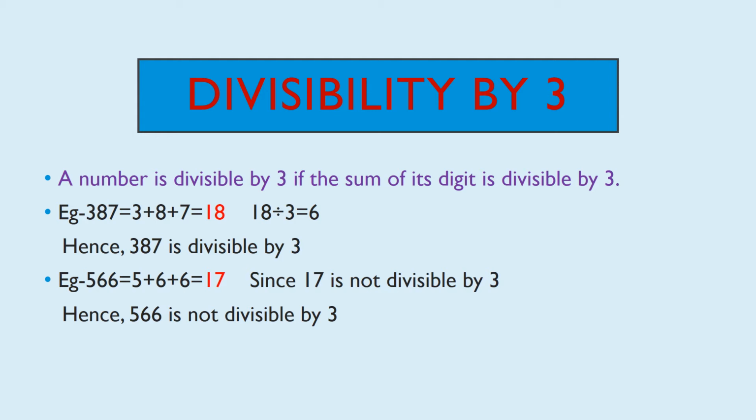Now take another example. The example is 566. Now add the digits 5 plus 6 plus 6. So 12 plus 5, that is 17. Now is 17 divisible by 3? Is 17 coming in 3's table? No. 17 is not divisible by 3. Hence the number 566 is also not divisible by 3.